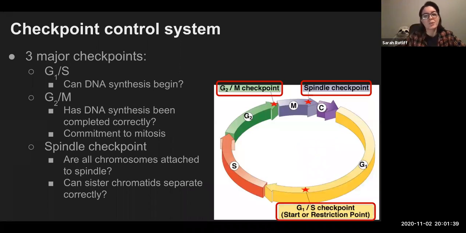All right, so let's look at these checkpoints. Three major ones: the one between G1 and S phase, the one between G2 and M phase, and something called a spindle checkpoint. So let's break these down.